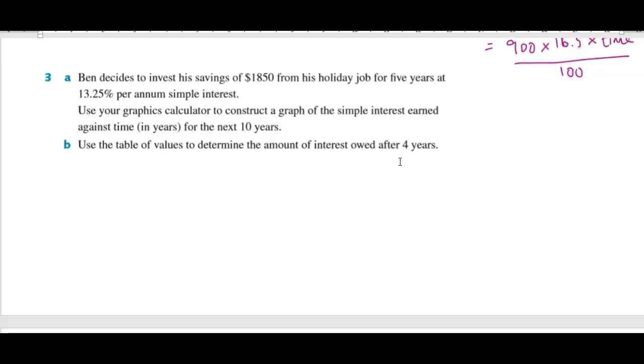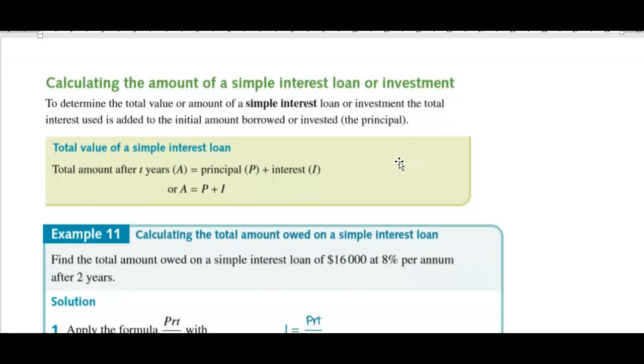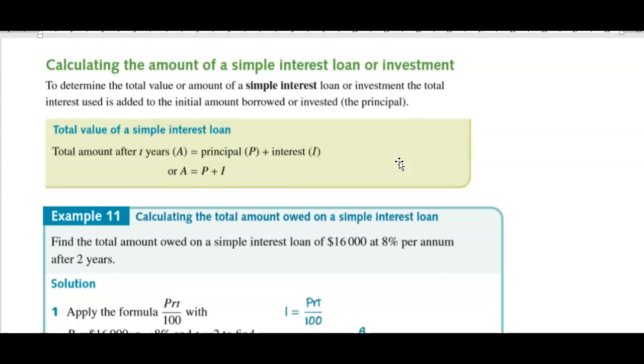All right, so question 3 is another graph. I might just leave that one because it's exactly the same. I was going to do 2 questions, but I just want to keep this video short. All right, calculating the amount of a simple interest loan or investment. So basically, this is what it would be in total.